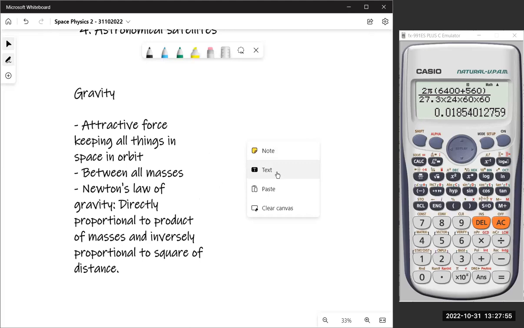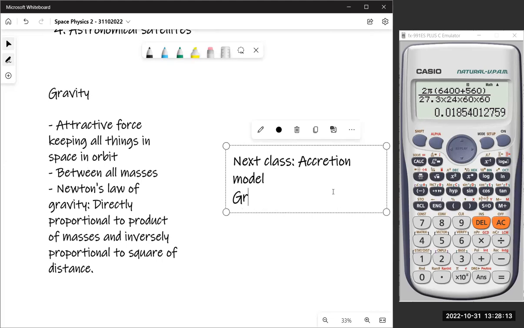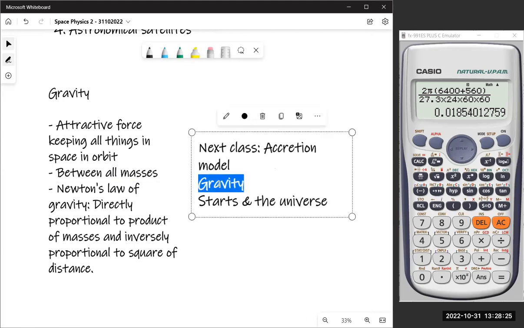Then in the next class, we'll look at the accretion model, and gravity, and stars and the universe. Gravity is done. Accretion model and stars and the universe.